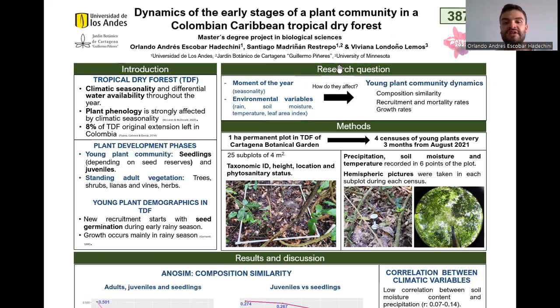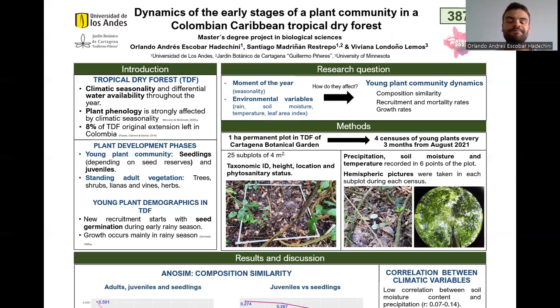This leads to my research question, which is how the moment of the year, the seasonality, and the environmental variables that change with this seasonality, like rain, soil moisture, temperature, and leaf area index, affect the young plant community dynamics in terms of composition similarity between young plants and adult plants, the recruitment and mortality rates, and the growth rates.